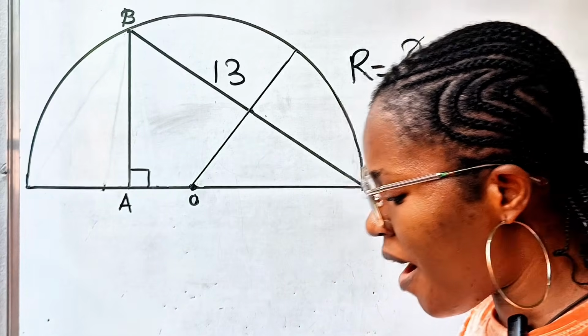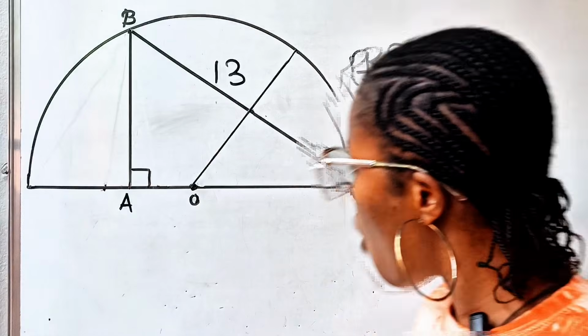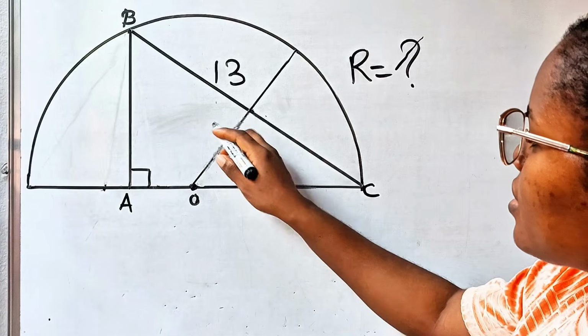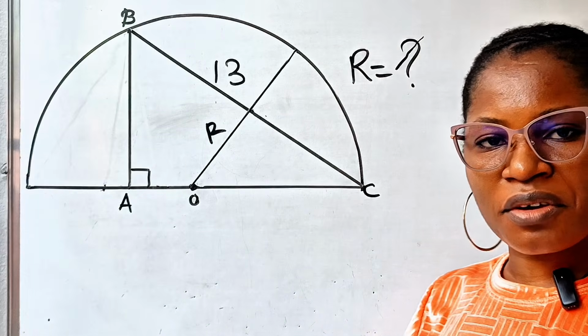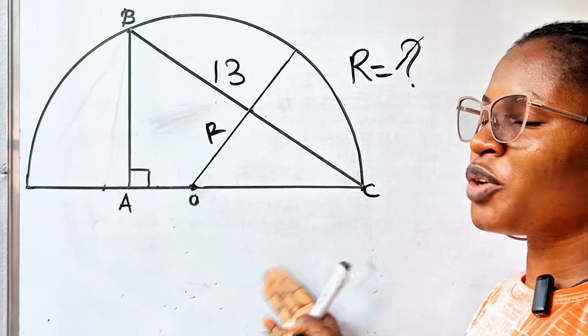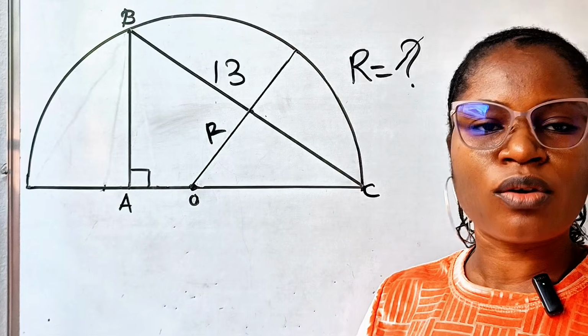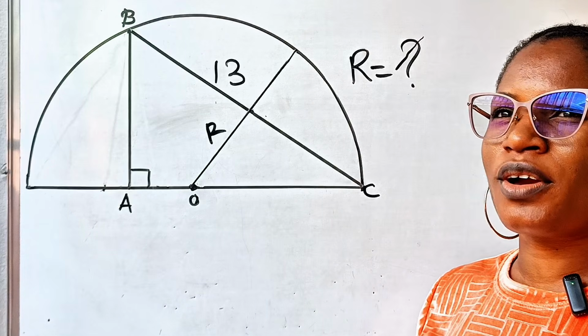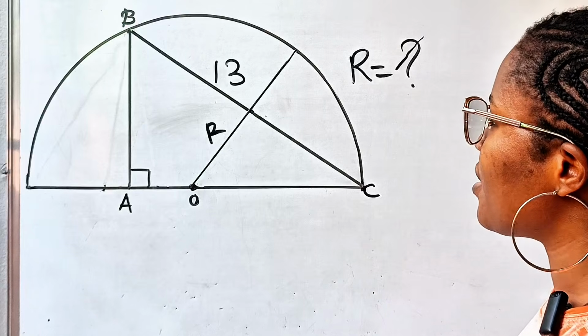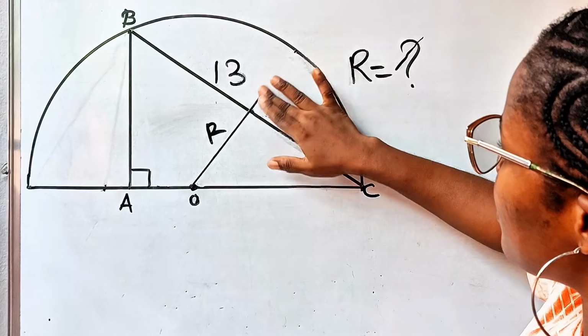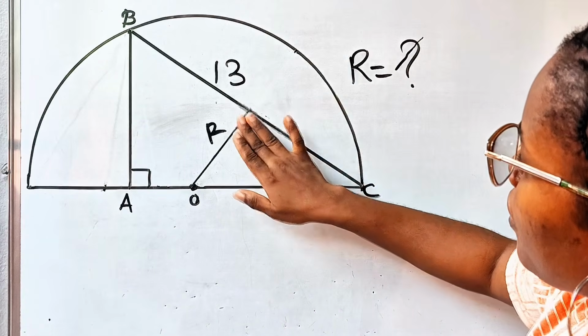In this particular video, we are asked to find the value of r. From here to here is the radius, and that is what we are looking for. It's going to be tricky, but we are going to do it together. Okay, we're going to figure it out. So let's go. First, permit me to erase this because I need a neat diagram.